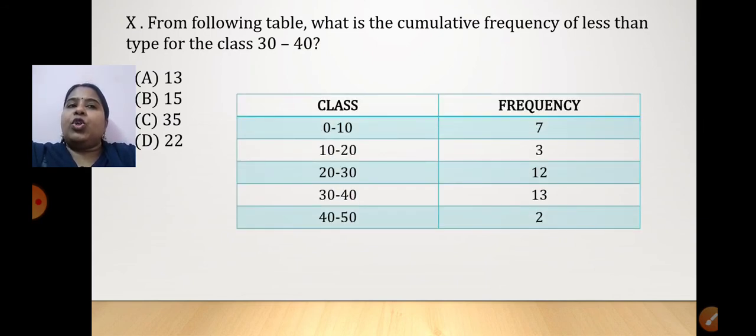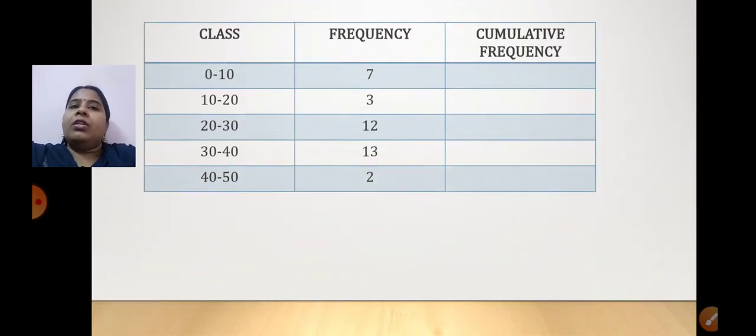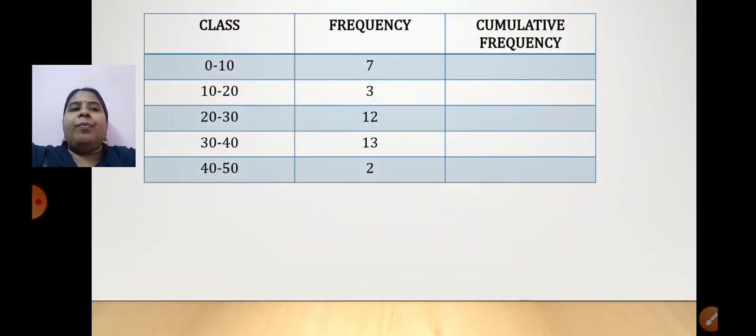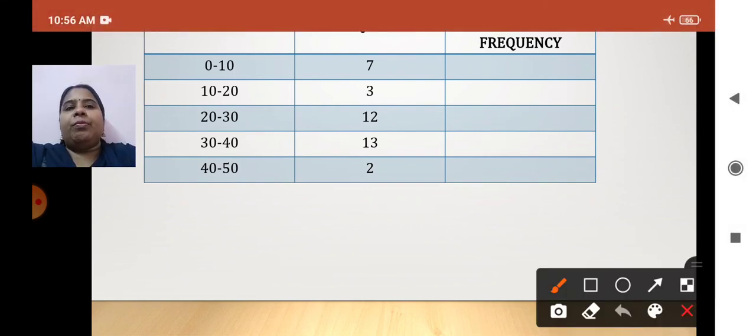For finding out cumulative frequency, I need an extra column here. This is the class that was given, frequency is given. I need an extra column here, that is cumulative frequency less than type. So let's see how it can be prepared. This is what is given to us. When I am preparing cumulative frequency less than type, I hope you remember the method. The first number is to be written as it is. Then you have to keep on diagonally adding it.